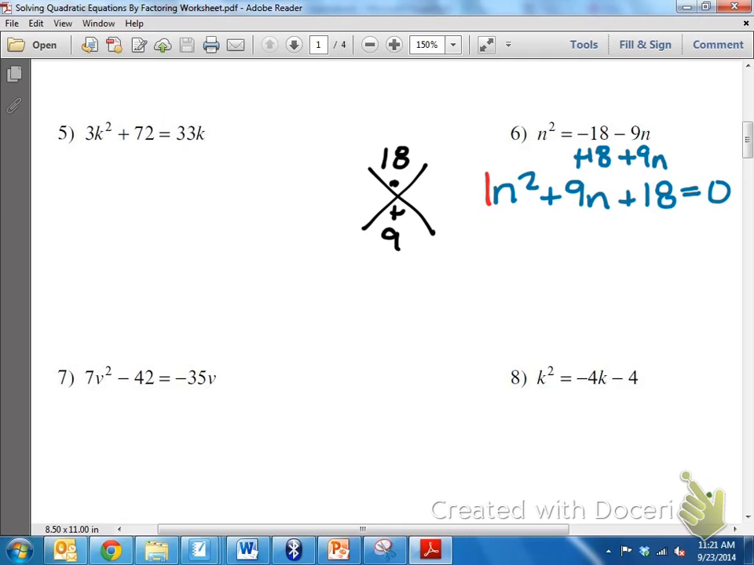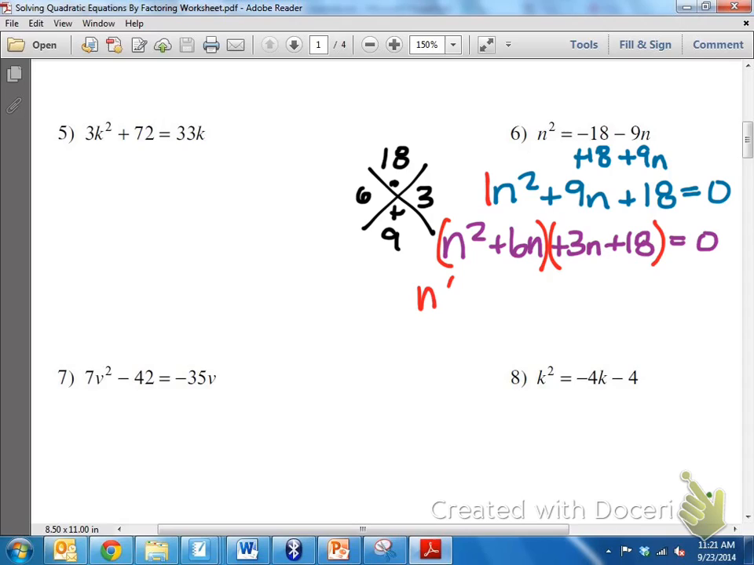So what's the right combination that multiplies to give me 18 but adds to give me 9? 6 and 3 would be that combination. So 9n gets split into 6n and 3n when I rewrite. So n squared plus 6n plus 3n plus 18 equals 0. Let's factor by grouping. So I group the first two terms and the last two terms.